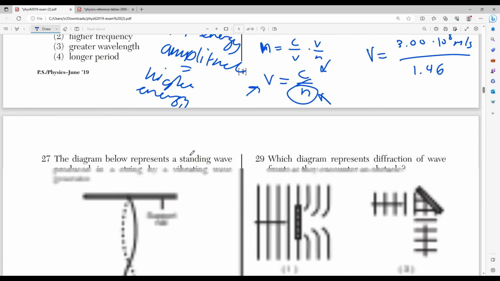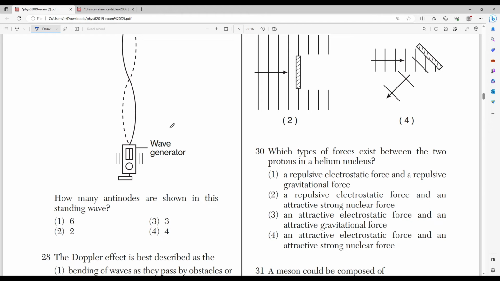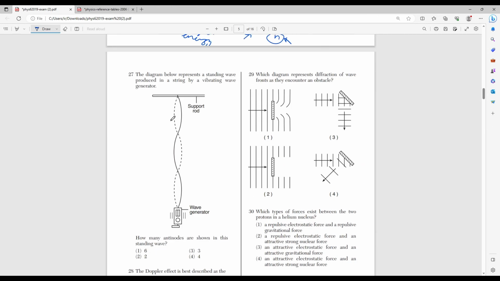So moving on to number 7, it says the diagram below represents a standing wave produced by a string vibrated by a wave generator, right? So how many antinodes are shown in the standing wave? I'm going to zoom out so we have a better look at this. So we have this, and it's a standing wave. And know that whenever these two waves intersect, that's going to be called a node, right? Each intersection point is a node where they cross, right? Now it's asking how many antinodes there are. Well, there's 4 nodes, right?